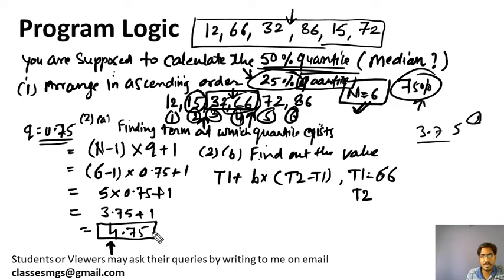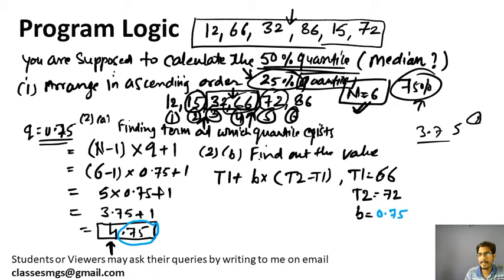What will be the T2? The fourth term's next term is what? Fifth term. So the fifth term's value will become the T2. And what is the B? B will become this part, the point part, the fractional part. So 0.75 will become the B.